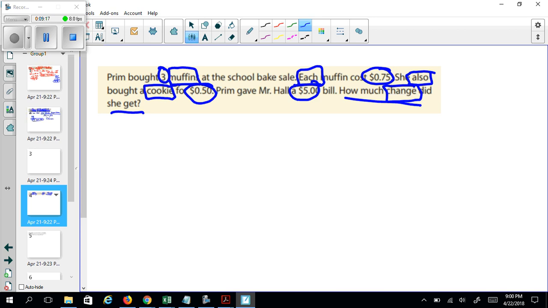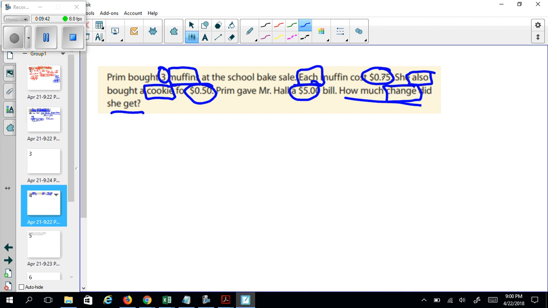But it's not going to be more than what you gave. So if I went to the store and I gave the cashier a $10 bill, and I expected my change to be $3.25, and I got $13.25, that's not going to make sense because I'm paying for something. I have to get back less than what I gave. So let's take a look here.